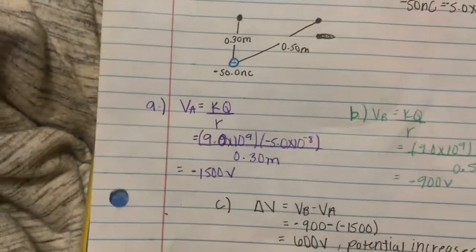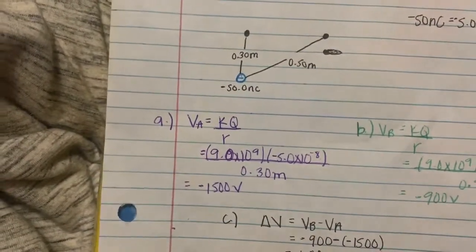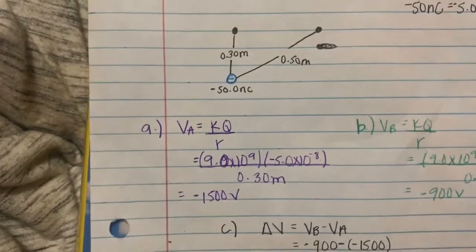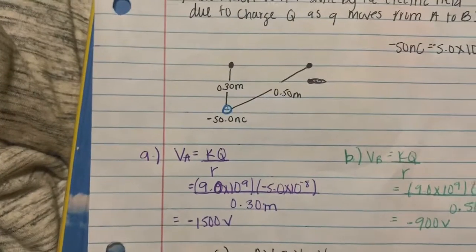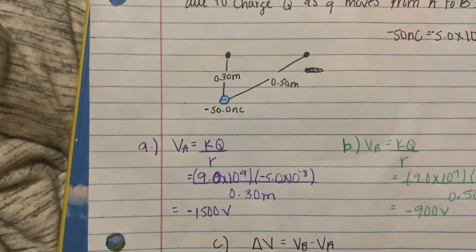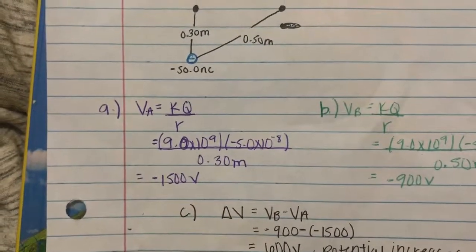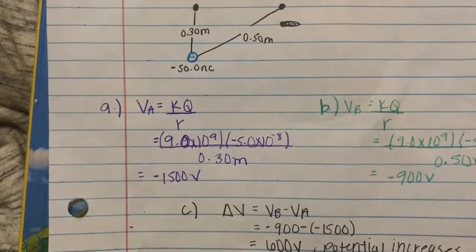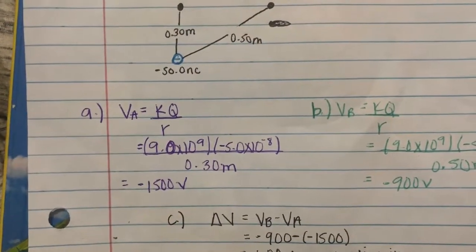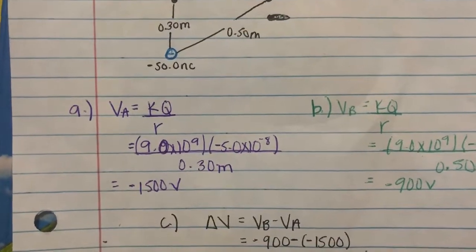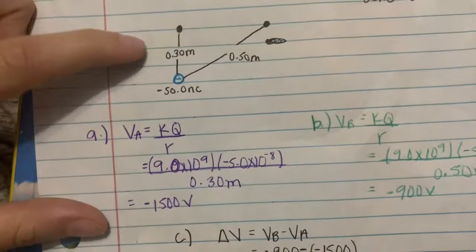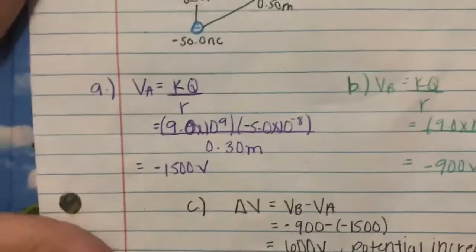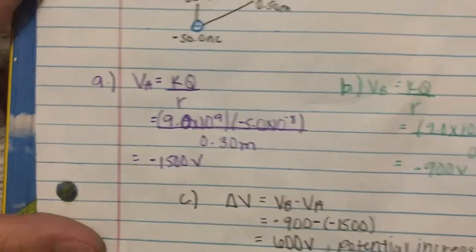And the first equation we're going to use to find the potential is VA, because we're just doing point A, equal to K times Q divided by R. We're going to use K as our constant, and that's going to be 9.0 times 10 to the 9. And then multiply that by the negative 5.0 times 10 to the negative 8, and we're going to divide it by this R, which is the 0.30 meters. And that's going to give us negative 1,500 volts.